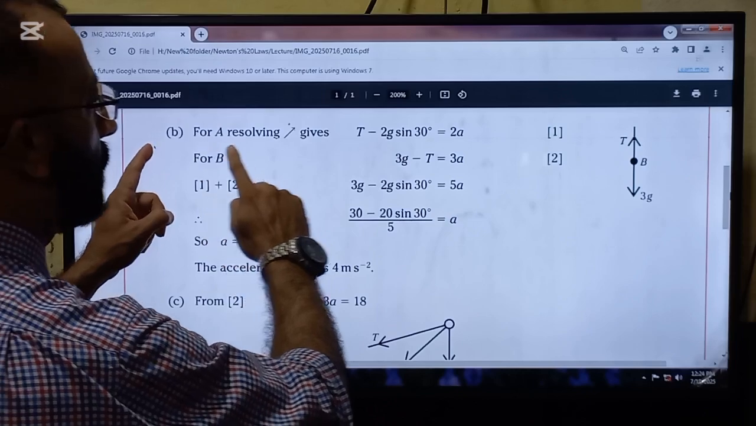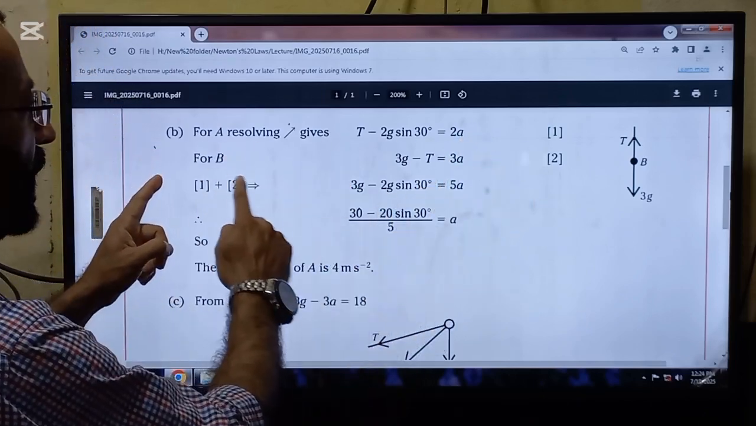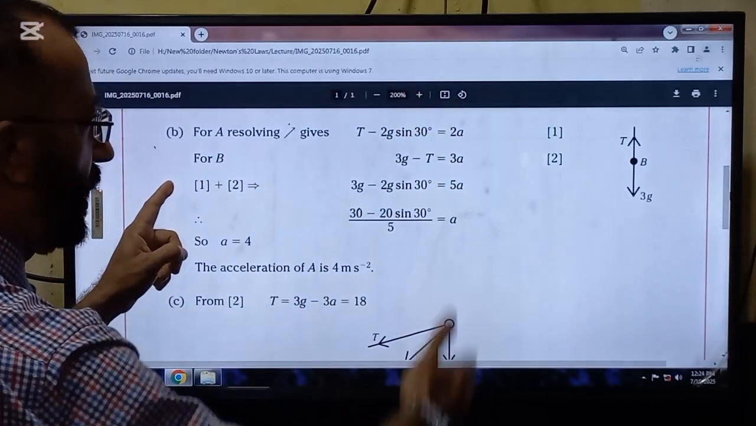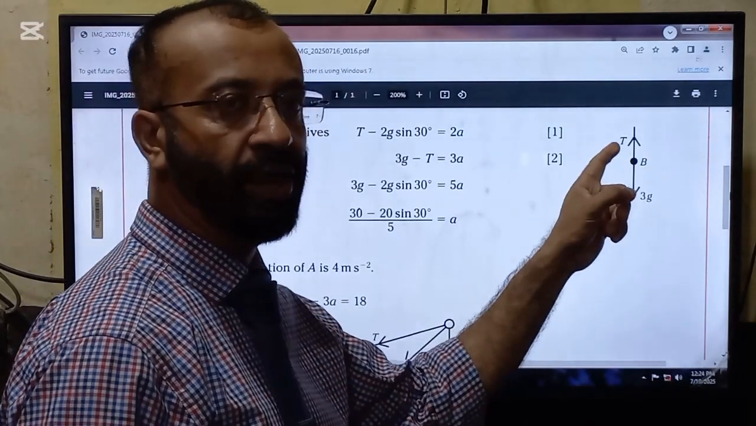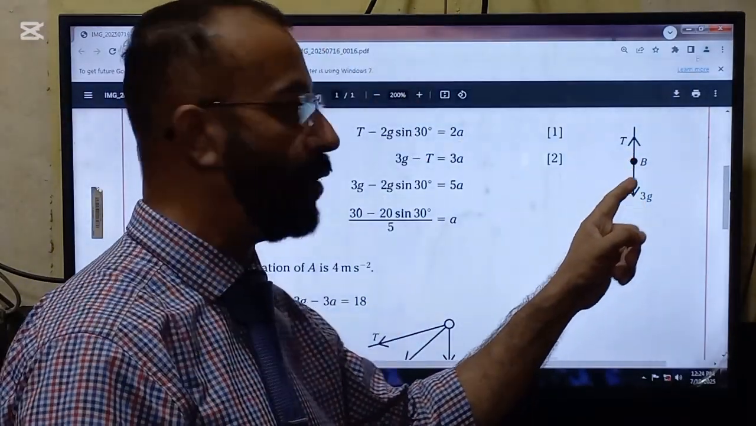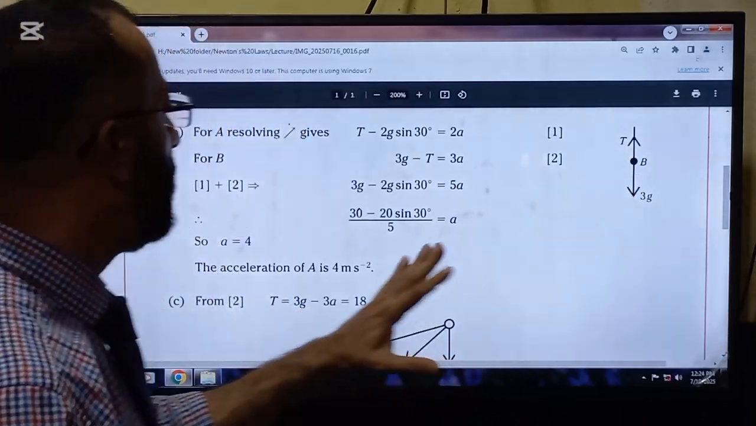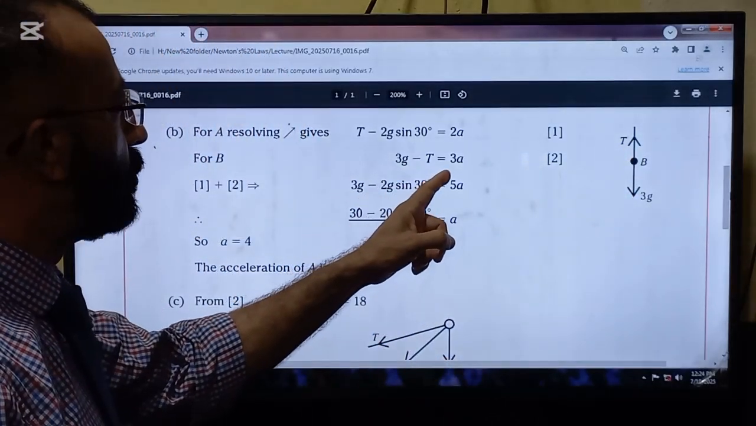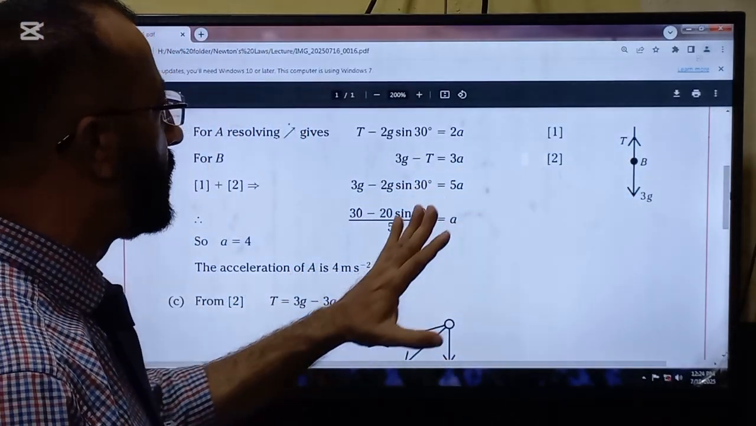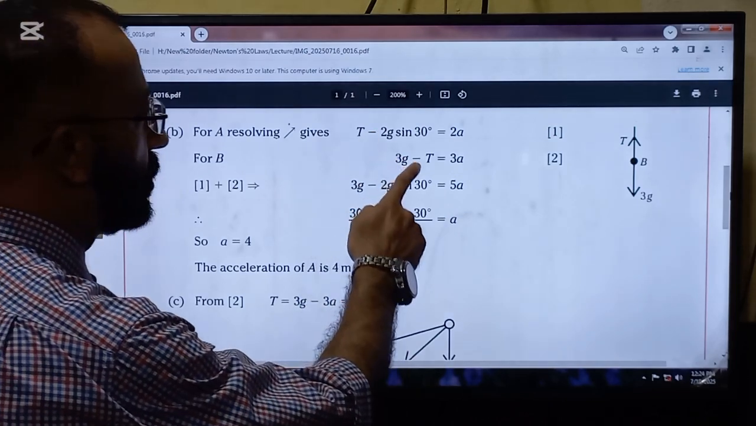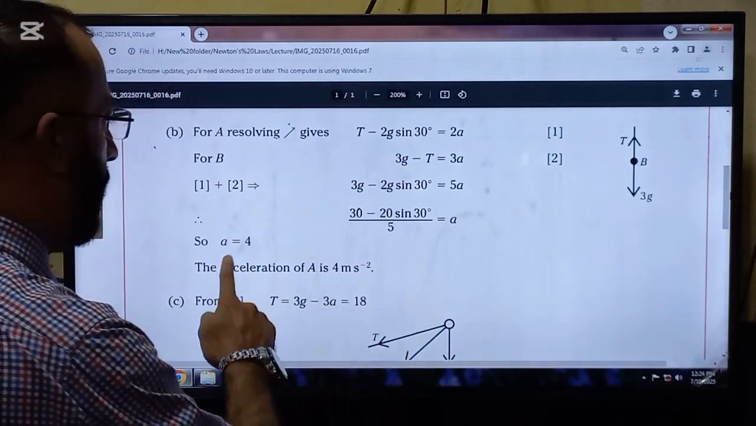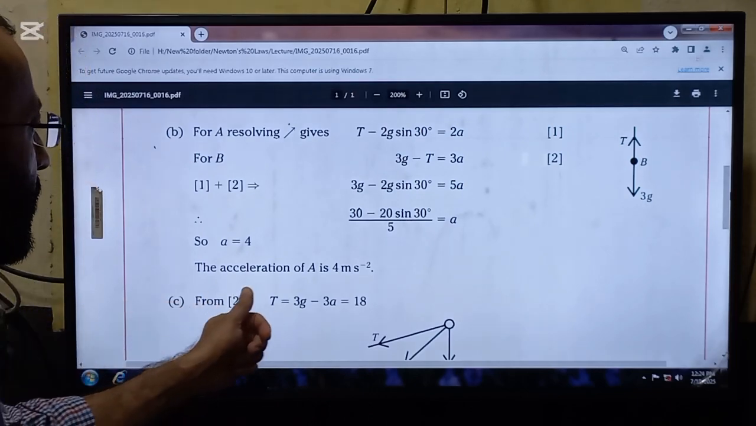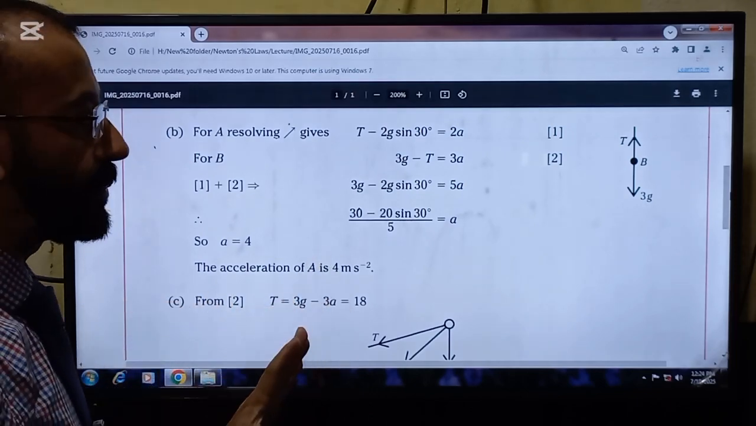This is for particle A, and now for particle B. Particle B is hanging vertically. The weight of the body is more than the tension because the body is moving downward. So 3g minus T will be the resultant force, equal to ma. M is 3 and a is still there. Solving these two equations will give you the answer for a. So this is the acceleration of A.